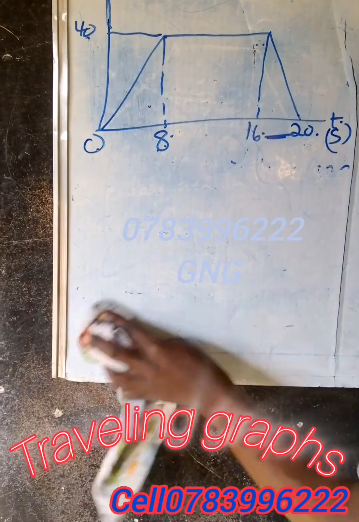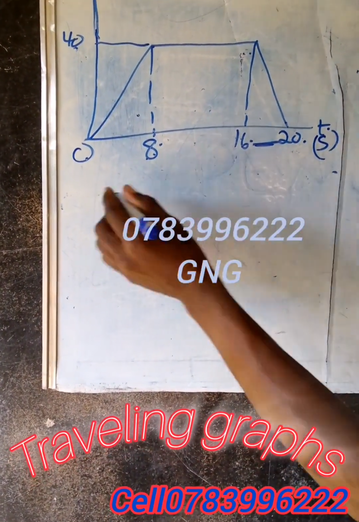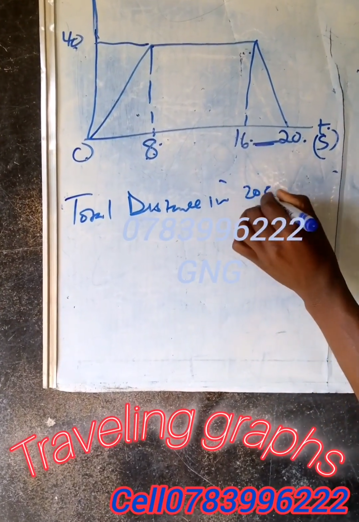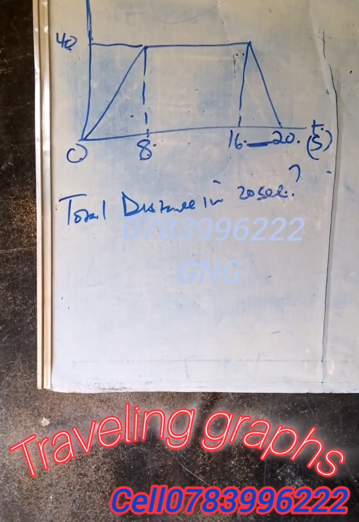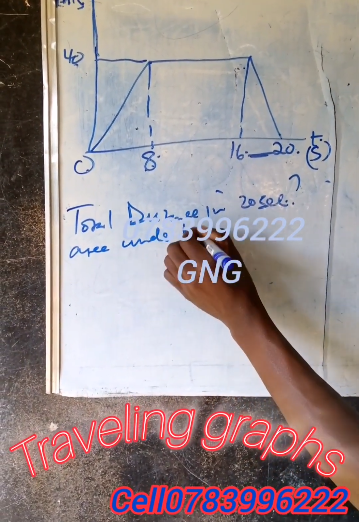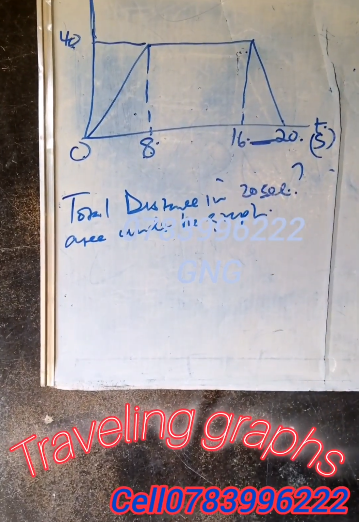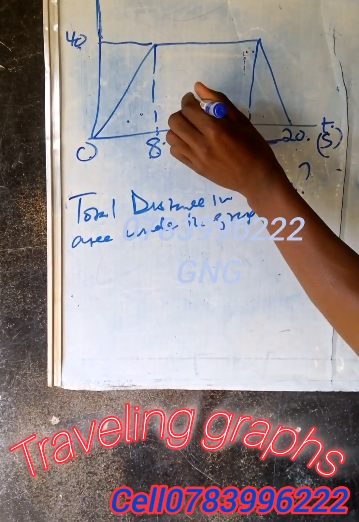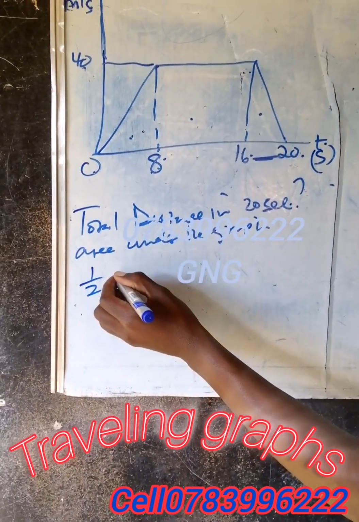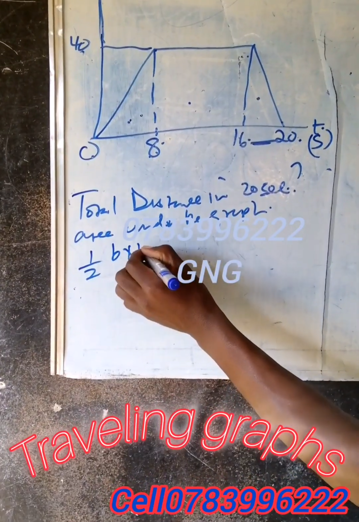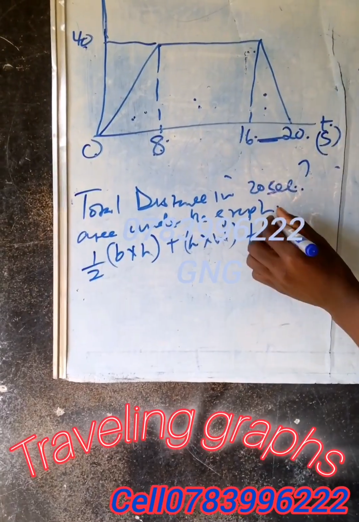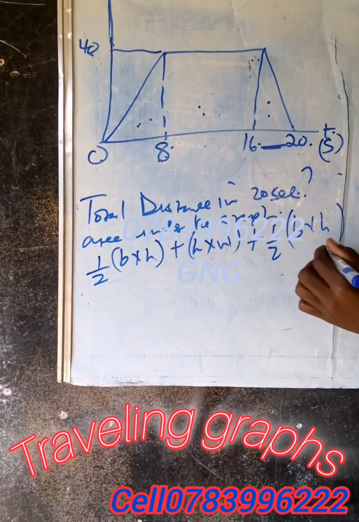That's our acceleration in the last 4 seconds. Then we can be asked to find the total distance in 20 seconds. Distance is area under the graph, right? What is the area of this shape? Then we add. Area of this shape is base times height, plus this shape is length times width, plus this shape is half base times height, like this.